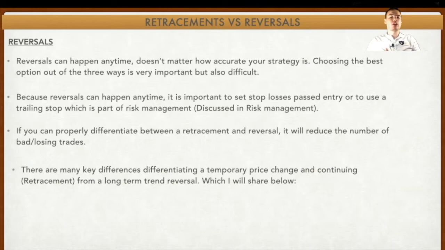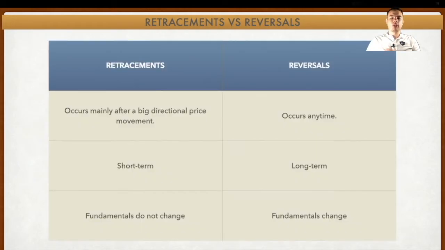Differentiating a temporary price change, a retracement, from a long-term trend, here are the differences. A retracement occurs mainly after a big directional price movement. A reversal can occur anytime. Retracement is short term, reversal is long term. Fundamentals do not change a retracement, but fundamentals change for a reversal, like the main fundamentals might. So NFP, unemployment, fundamentals like that.